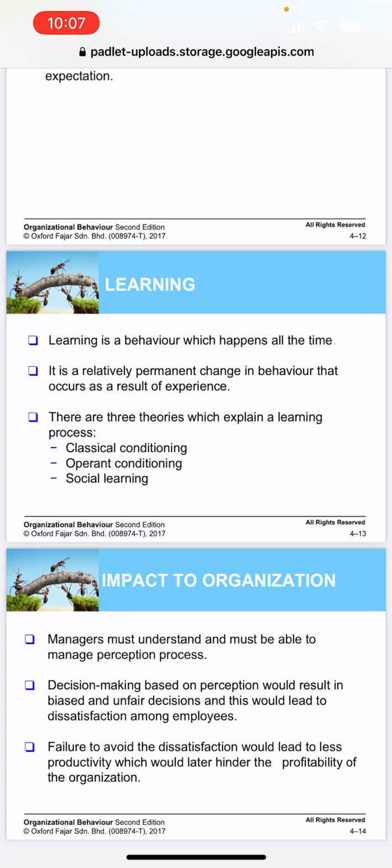For further understanding, please take a look at what is classical conditioning, what is operant conditioning, and what is social learning. I will explain briefly about operant conditioning. Operant conditioning is a learning process which occurs through rewards and punishment for behavior.